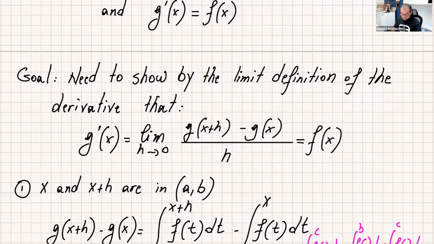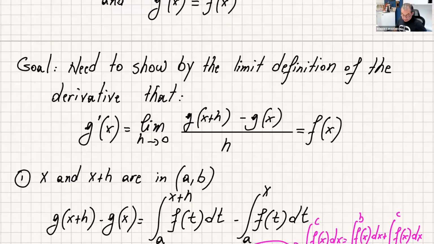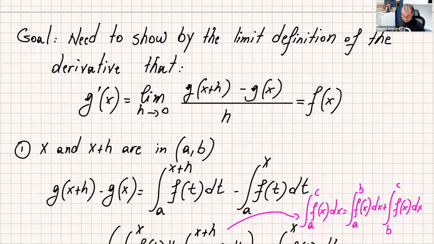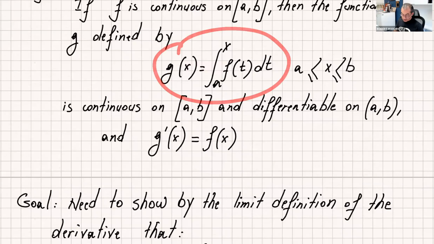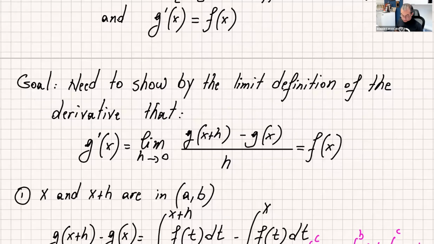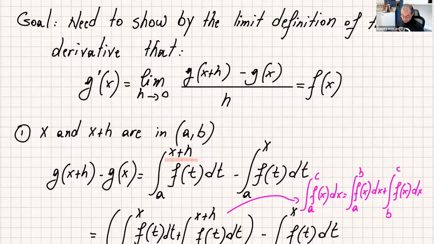So let's proceed. Now, first of all, we know that x and x plus h are numbers between a and b. So if I write g of x plus h minus g of x, we go to this definition again. And for x, we substitute x plus h. And that's what I did here. So g of x plus h is going to be the integral from a to x plus h.